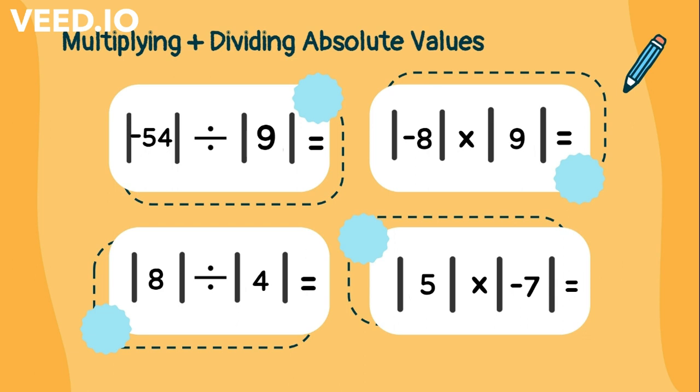So now I will begin to solve them. The absolute value of -54 divided by the absolute value of 9 simplifies to 54 divided by 9, and that equals 6. The absolute value of 8 divided by the absolute value of 4 equals 2. The absolute value of -8 times the absolute value of 9 simplifies to 8 times 9, and that equals 72. The absolute value of 5 times the absolute value of -7 simplifies to 5 times 7, and the answer will be 35.